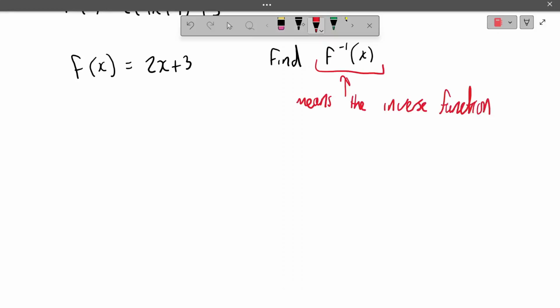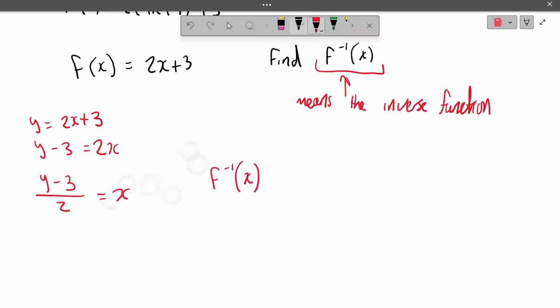So the way we go about this typically is you go y equals 2x plus 3. And we're going to rearrange to make x the subject. So we get rid of this 3 first of all. So you have y minus 3 equals 2x. And then we get rid of that 2 by dividing. So you have y minus 3 over 2 equals x. Now then what we end up doing is we replace the x with f to the minus 1 of x equals x minus 3 over 2.